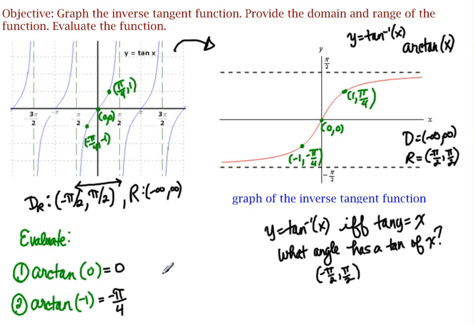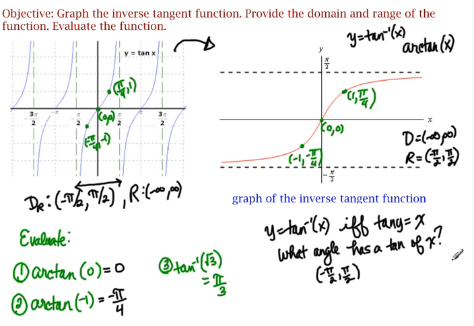What about the arctangent or tan inverse of square root of 3? What would that one be? So we're looking at where sine over cosine is the square root of 3, what angle has that? And that is going to be at pi over 3 or 60 degrees.